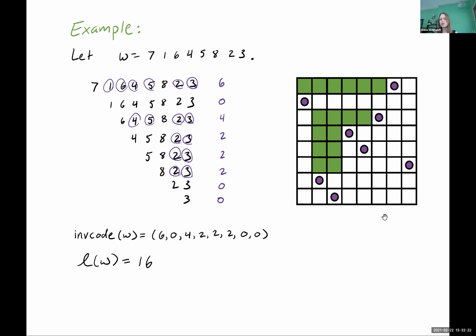If you're like me and you like Rothe diagrams of permutations, this inversion code, the Lehmer code, is just recording the number of boxes in each row of the Rothe diagram. And then you get to just add up all these boxes or add up all these circles to get the Coxeter length of your permutation. So again, this was meant to be perhaps a familiar statistic on permutations.